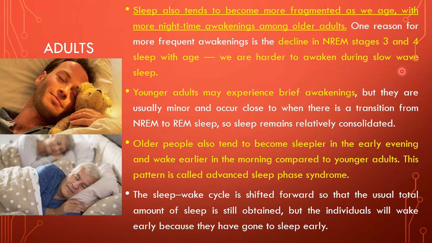Older people tend to become sleepier in the early evening and wake earlier in the morning compared to young adults. This pattern is called advanced sleep phase syndrome. I've never seen it in the exam, but there's always a first for everything. So it's pretty much saying that because elderly people are going to bed earlier, they're waking up earlier. They're also sleeping less. So let's say, for example, my grandpa happens to go to bed at 7 o'clock because he's tired. But he'll be waking up at 4 a.m. in the morning, and he'll start his day then. That's because he's sleeping less and he's sleeping earlier, so he wakes up earlier.